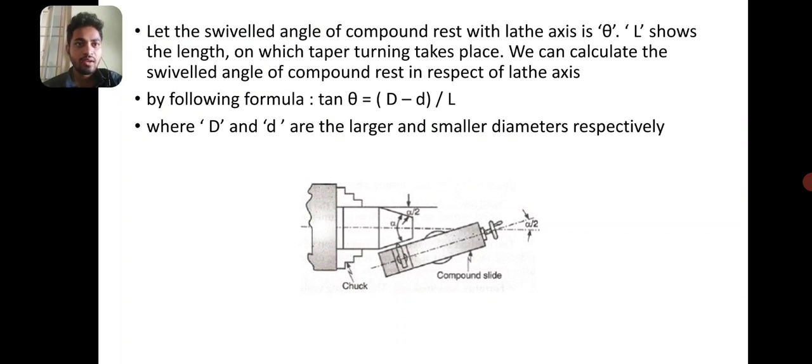Let the swiveled angle of compound rest with axis be theta. L shows the length on which taper turning takes place. We can calculate the swiveled angle of compound rest in respect of lathe axis by the formula tan theta is equal to capital D minus small d by L, where capital D and small d are the larger and smaller diameters respectively.